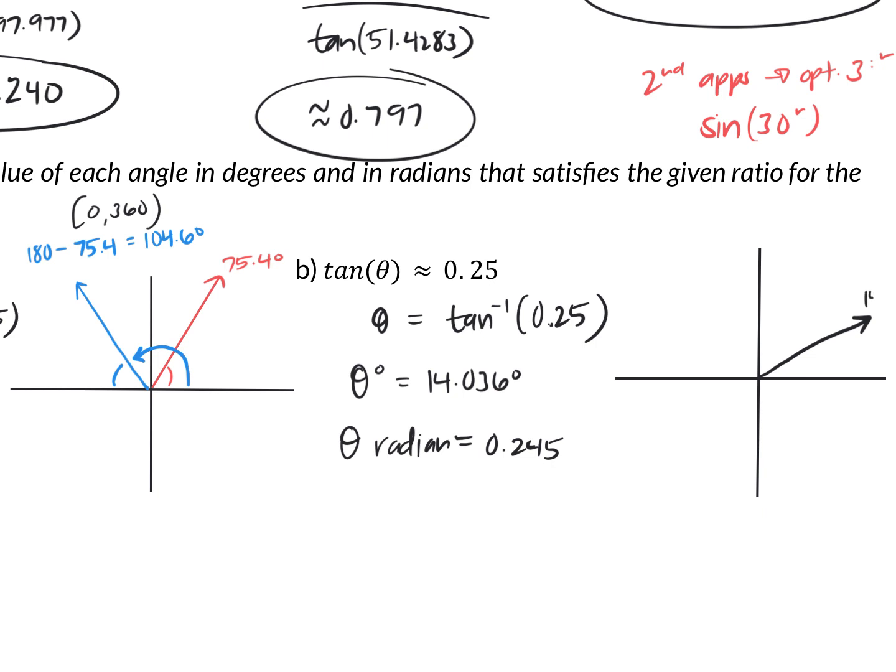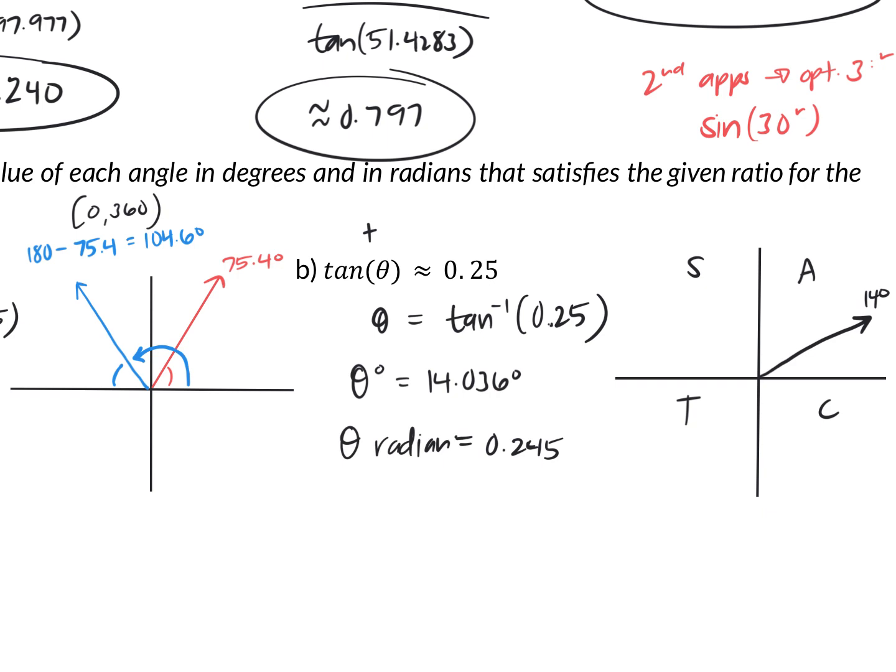All right, and lastly for this one, tangent of this angle, we'll say this is 14 degrees, is going to give me 0.25. Okay, so that means that tangent is positive, right? Tangent is positive in this first quadrant, and what other quadrant is tangent positive in? The third quadrant, right? Because all students take calculus, right?